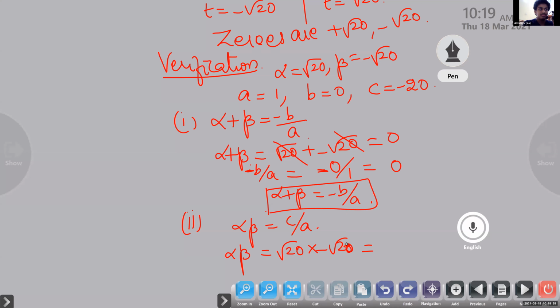Ma'am, negative 400. What is root x into root x? It is x. The roots will cancel, and you will get x. Okay, otherwise keep quiet. What is negative root 20 into root 20? What is root 2 into root 2?